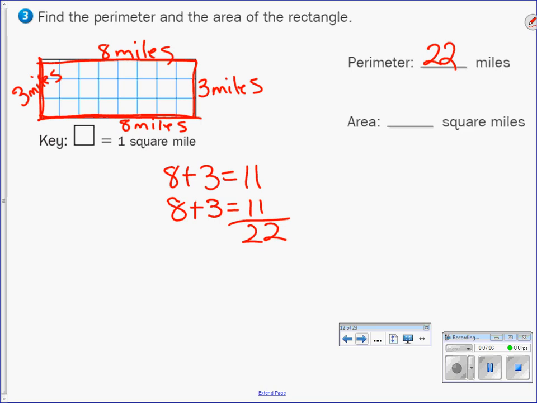Now, my area, once again, is this middle here, so it's 1, 2, 3, 4, 5, 6, 7, 8, 9, 10, 11, 12, 13, 14, 15, 16, 17, 18, 19, 20, 21, 22, 23, 24. 24 what? 24 square miles. Remember, we square our area.